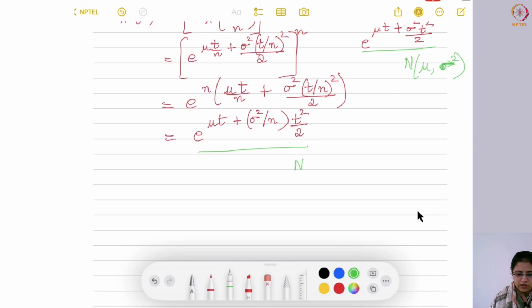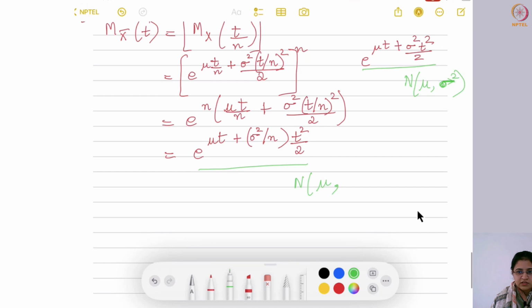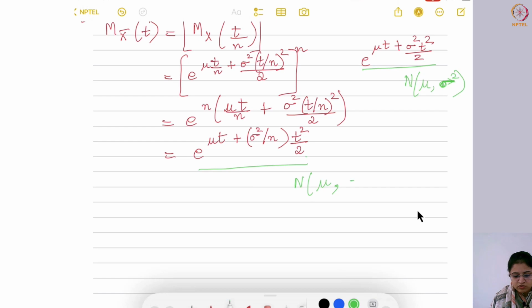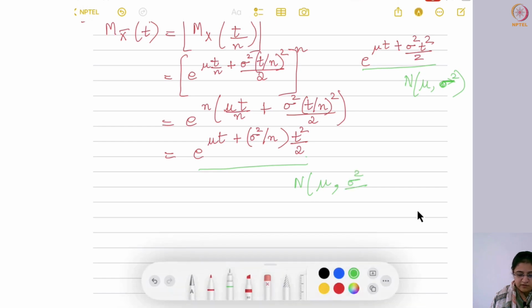It will be normal. Mean will be the same because of mu t. And you can see that instead of sigma square, you have t square by 2 in both the cases. Only the sigma square is varying, so you can write sigma square by n. So this is the MGF of your sample mean.